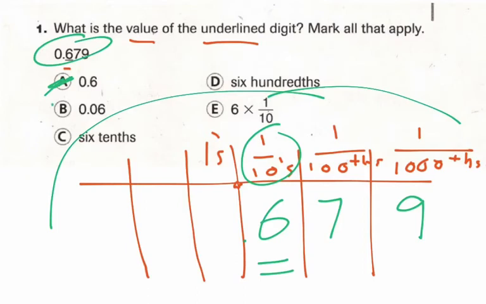You got A, B is not right, that's 6/100. C is correct, 6/10. D is not right, it's 6/100, and E is correct because 6 times 1/10 is 6/10.